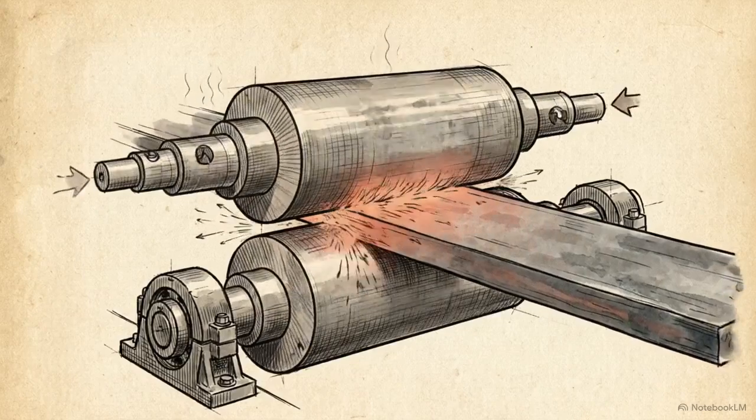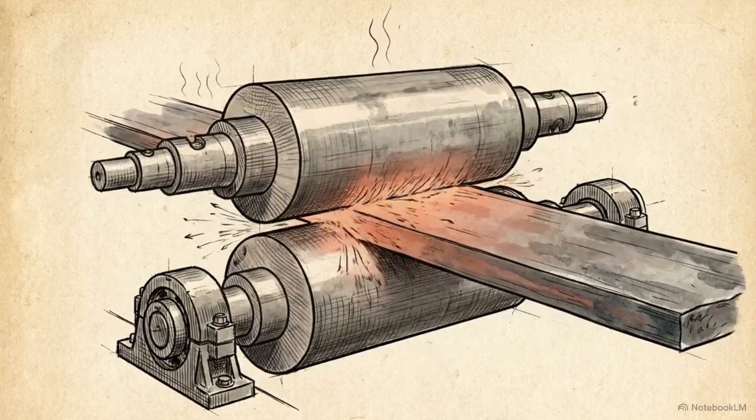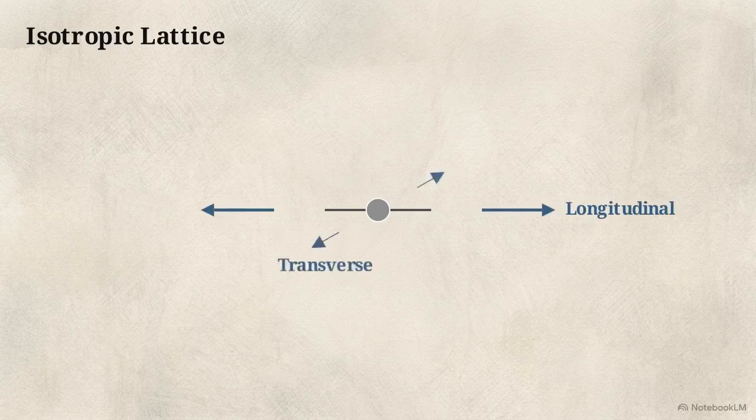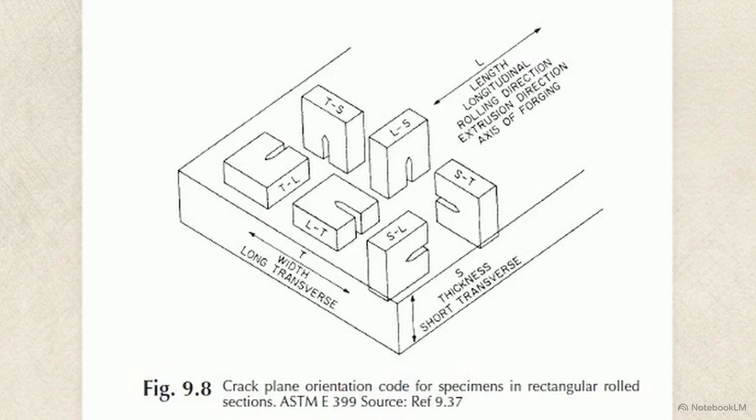Industrial steelmaking subjects raw iron to thousands of tons of crushing force to hammer it into usable commercial plates and sections. At the atomic level, the iron-carbon crystal lattice is theoretically isotropic. A perfectly grown block of steel should exhibit exactly the same mechanical strength, whether you pull it end to end, side to side, or top to bottom.